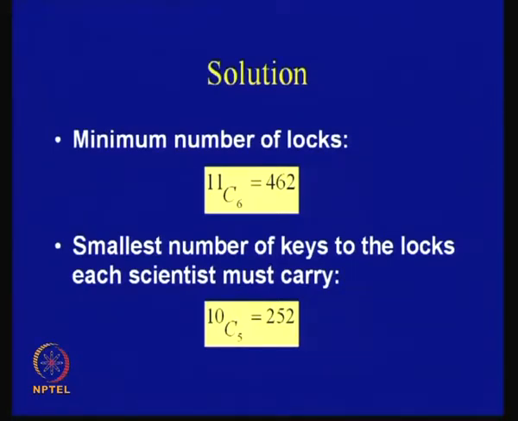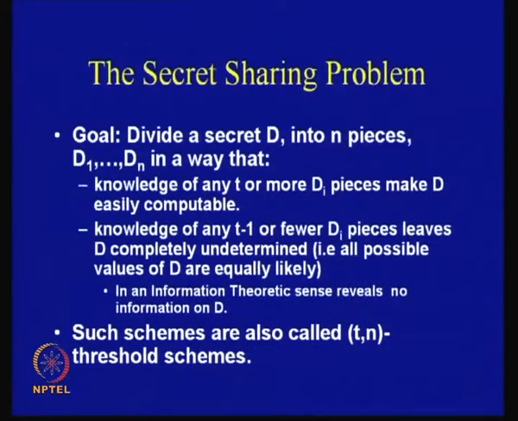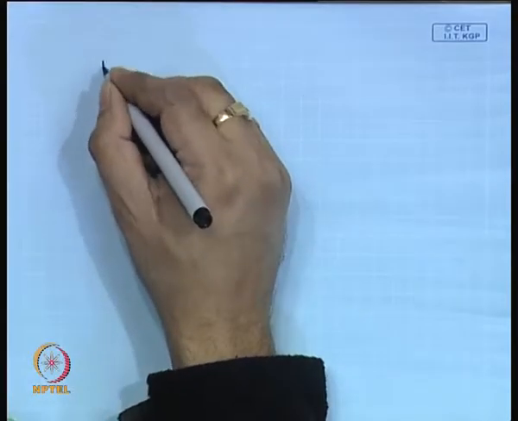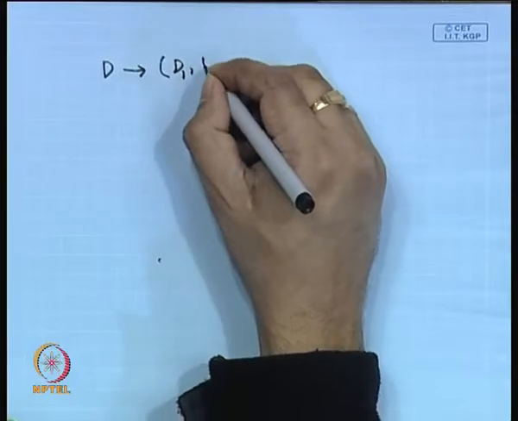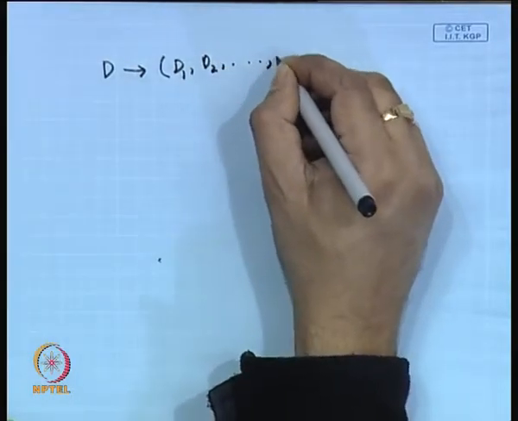Now, let us formally define the secret sharing scheme. The goal is to divide a secret D into n pieces. There is a secret D, and I want to divide it into n such pieces.